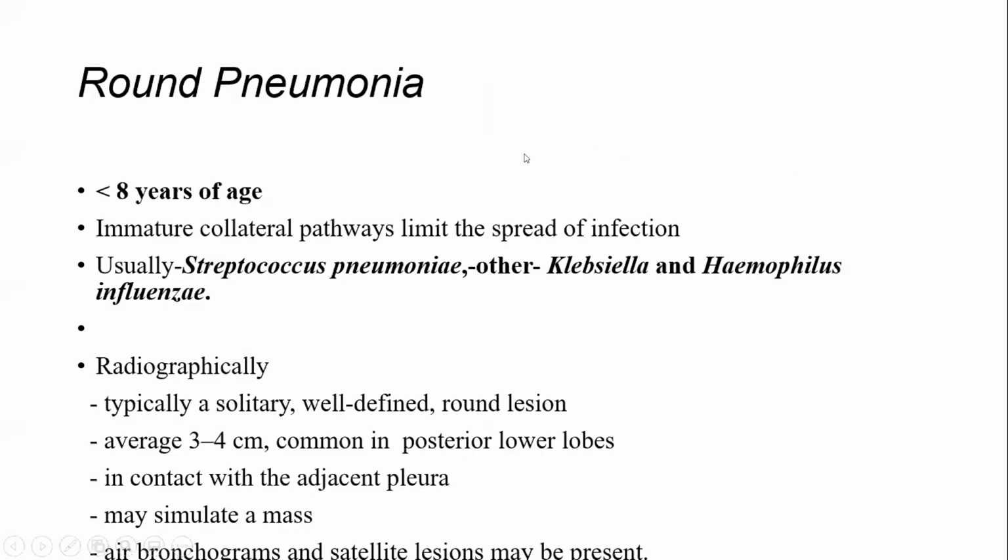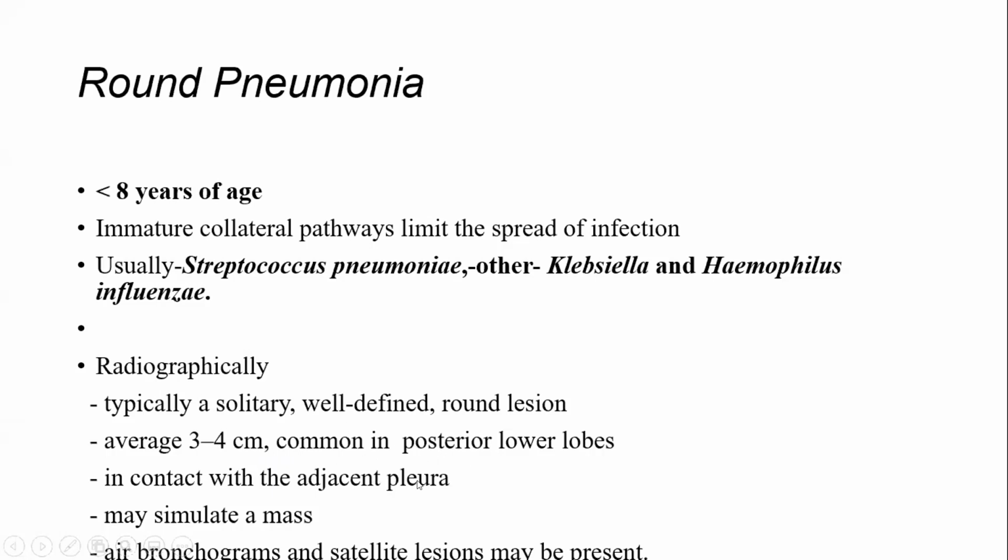Then another specific condition in children is a round pneumonia. Usually you see it in children less than 8 years of age. It happens because there are immature collateral pathways and the spread of infection is limited to that specific area. Usually caused by streptococcus, but Klebsiella and Haemophilus influenzae can also cause round pneumonia. Why is it important? Sometimes you can confuse this with a mass because it's a solitary well-defined round lesion. Sometimes it can be large, up to about 4 centimeters.